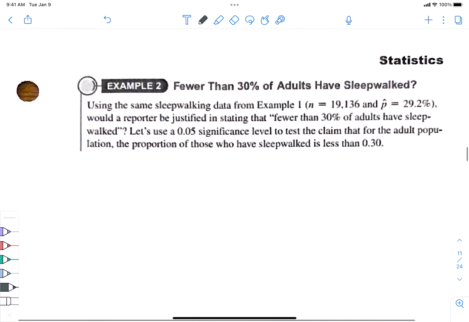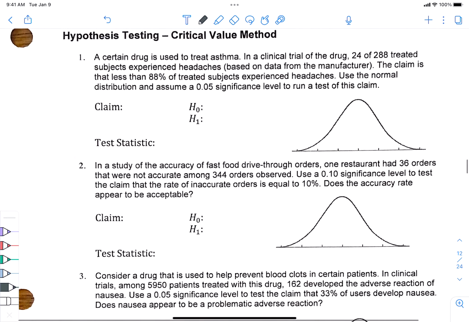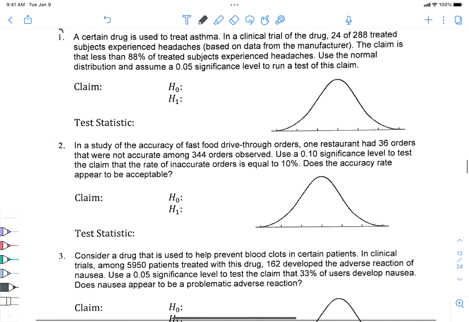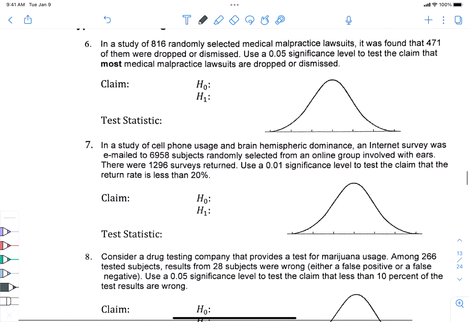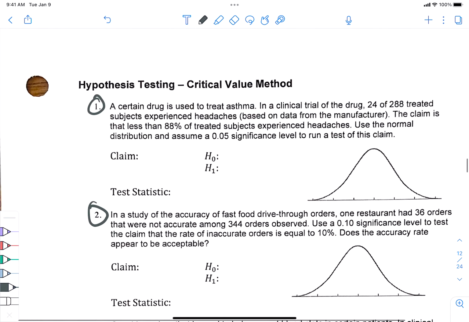Flip over to your homework and let's have you work on the critical value method. Let's just have you do 1 and 2 on the first page and then switch over to the p-value method and do 6 and 7. I see on number 6 the word most highlighted or bolded. You're going to use that 0.5 again, so keep that in mind. Sometimes you might not use 0.5. 1, 2, 6, 7.